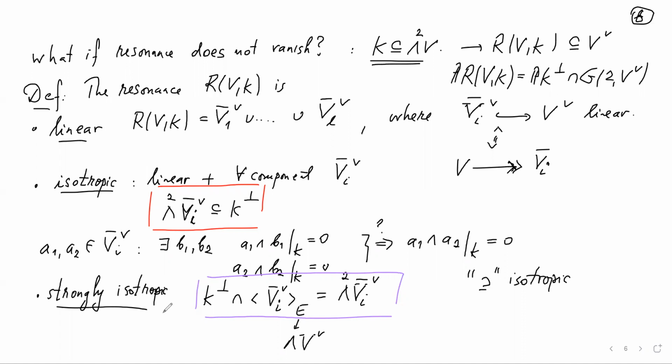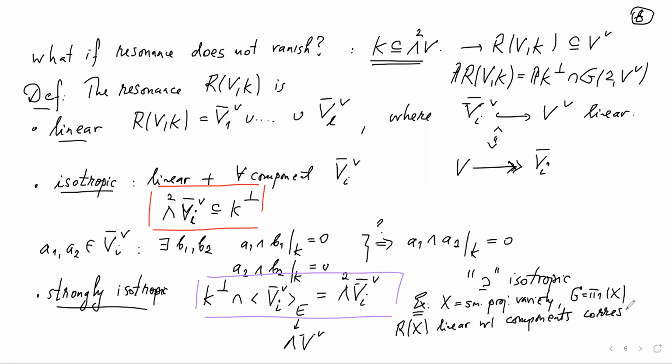So you can require 3 conditions under resonance. And I should say something here. So for instance, example, if X is a smooth projective variety, or it can be K as well, smooth projective variety. And G is the fundamental group of X. So first of all, the resonance here, I should say something like this. So the resonance is linear, with components corresponding to fibrations over Riemann surfaces of genus at least 2. This is a Riemann surface of genus, so hyperbolic Riemann surfaces.